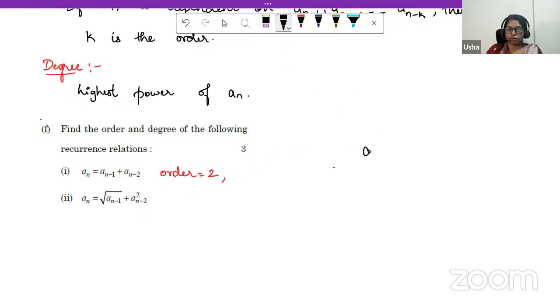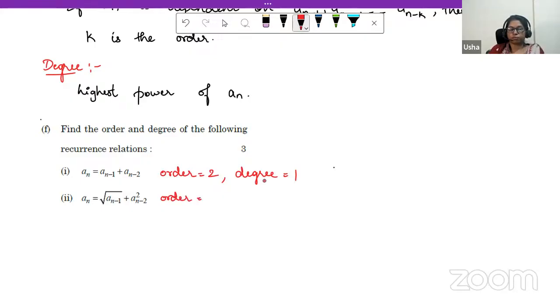See, you can have it like this also. an is equal to 2a(n-2) plus 3n. Something like this. Here, n-1 is not there at all. It is okay. So what you have, the highest number here is 2. So that is the order. Okay. And then degree. You see that there is no product. Therefore, you just see the highest power. Highest power is 1. Therefore, degree is 1.